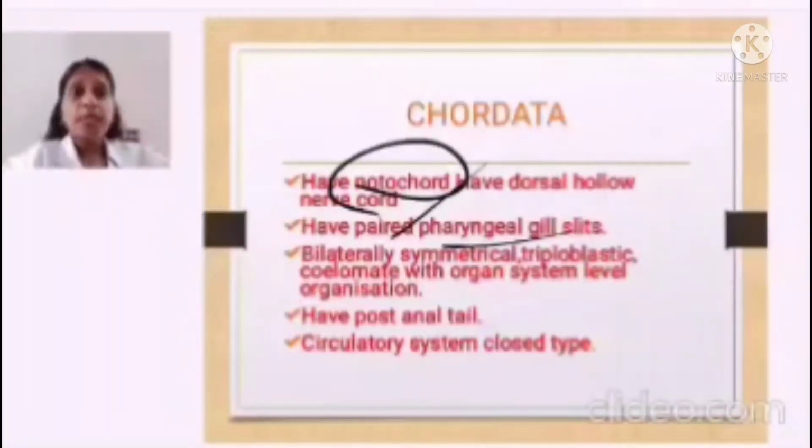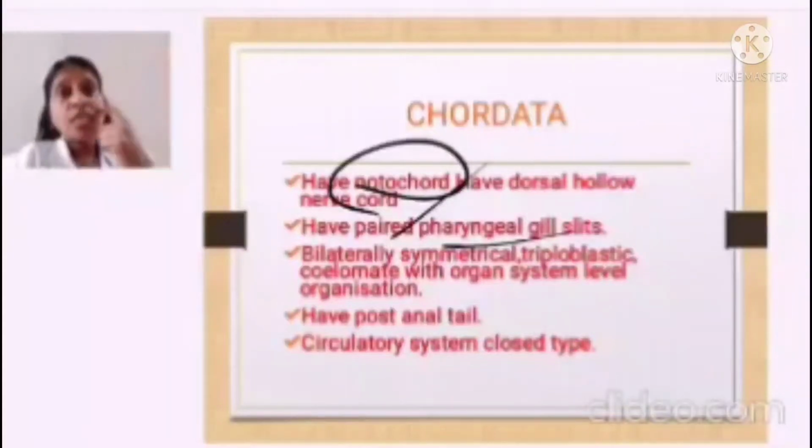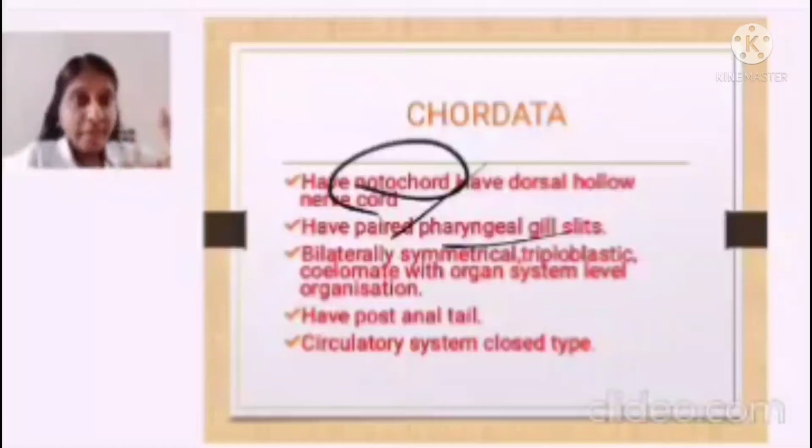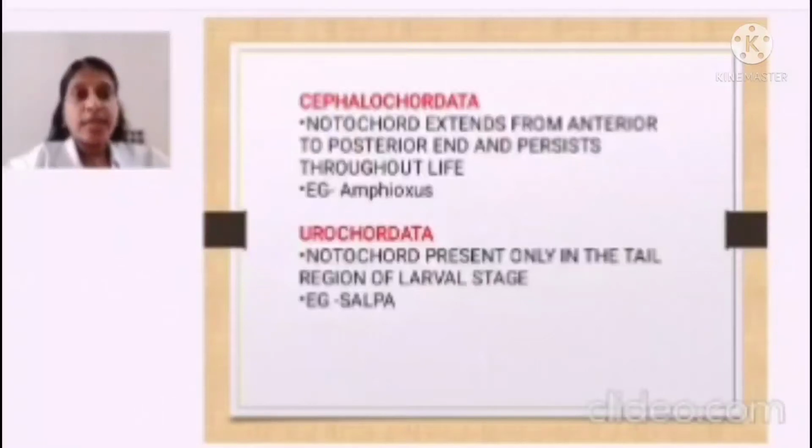So, through that only the blood will be flowing, not like open where the blood just flows into the open spaces, not like that. Okay. So, these are the characteristic features of these chordates. Now, this chordata is divided into three. So, what are they? One is Cephalochordata, Urochordata and Vertebrata, right? Now, what are the characteristics of cephalochordata?